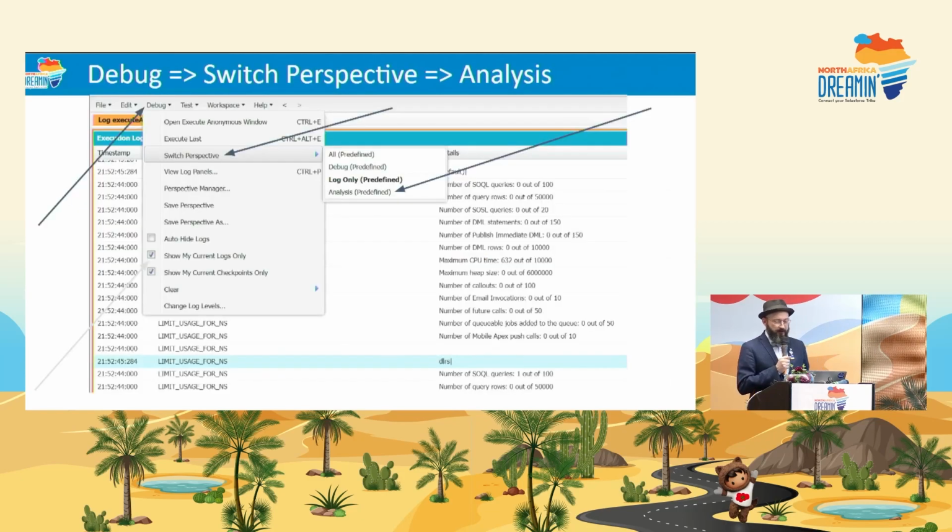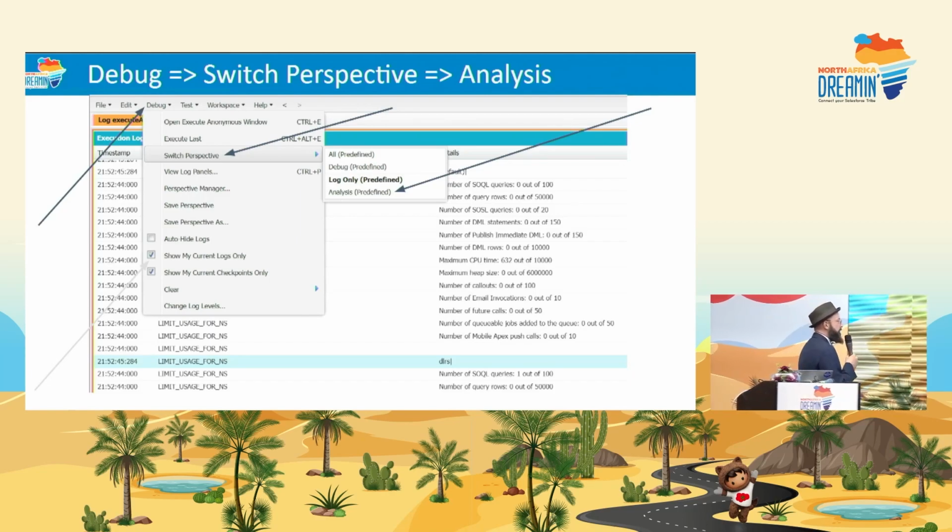Now, the developer console is a pretty amazing tool if it's not slowing down your machine. So use it with care, and if you use 20 MB logs, be aware it will take some time to load. But the developer console has a magic power, which is perspectives. In the developer console, you can click debug, then switch perspective, and then click analysis. How that looks, I will show you in a second.